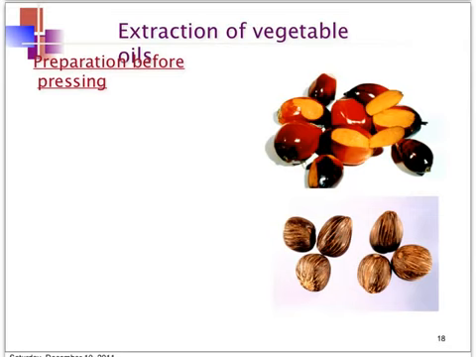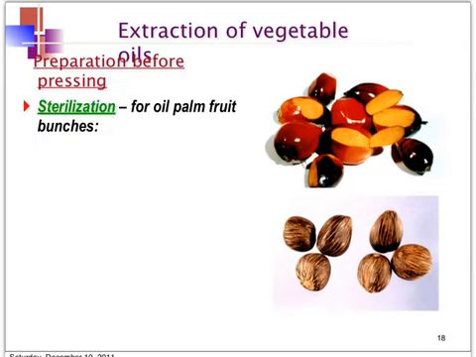So for the preparation of the oil palm fruits before processing, usually we will go through the sterilization process. Before pressing out the oil from the oil palm fruits, the first step is sterilization. In this process, the oil palm fruit goes through sterilization in the sterilizer. The function of this sterilization process is to deactivate the lipolytic enzymes.